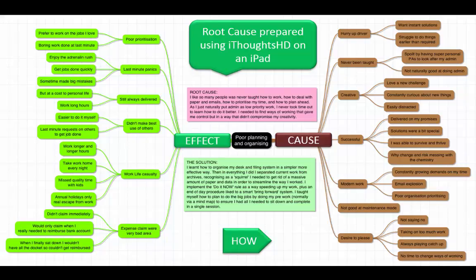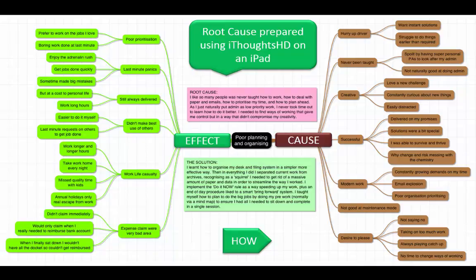So there it is. Here's an example. This example is about myself, and I can put my hand up and say poor planning and organizing. That was something that I struggled with. The effect was, if you look on the left-hand side, poor prioritizing, last-minute panic, still always delivered, but I was a work-life casualty, taking work home, working longer hours, and my family suffered from it.